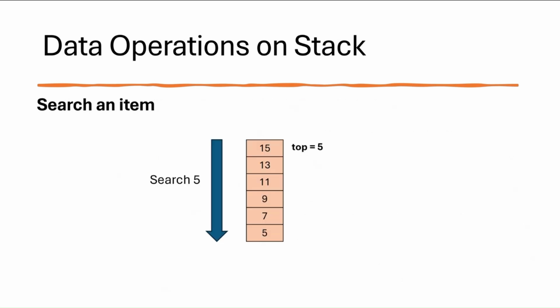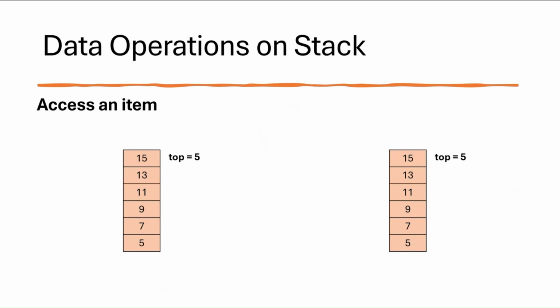Now searching an item. If you want to search 5 here, you'll have to remove each element and then pop, check. So basically you need to parse the whole stack, and maybe you need to use the temporary stack also. So that is why the search operation here also is O of n, because you need to parse through all the stack elements if you want to search for, let's say, 5 in this case, right?